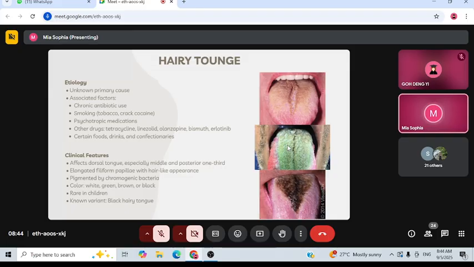Clinically, hairy tongue is characterized by the elongation of the filiform papillae, giving the surface of the tongue a hair-like appearance. This can range in color depending on the presence of chromogenic bacteria. It can be white, green, brown, or even black. Although it can look alarming, it's usually asymptomatic and rare in children. A well-known subtype is the black hairy tongue, which is often caused by bacterial pigmentation combined with poor oral hygiene.